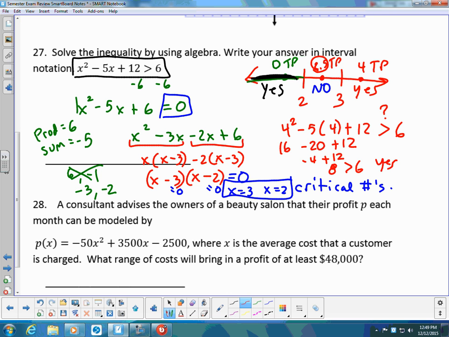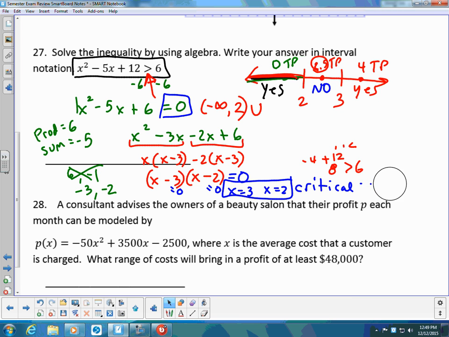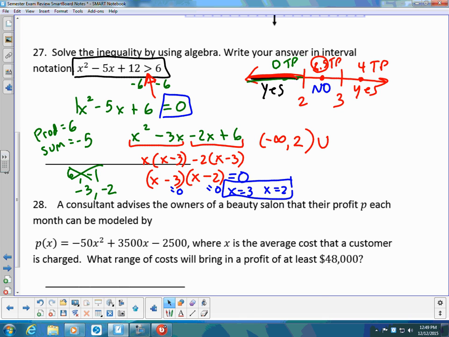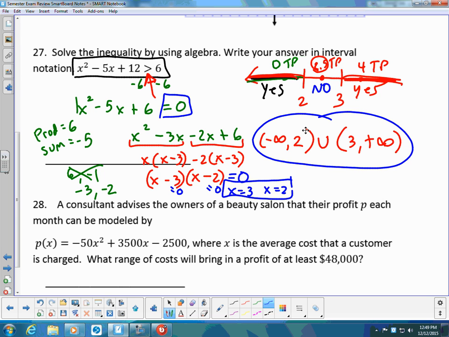So our solution is going to be anywhere that our region shows a yes. Well, that's going to be here, anywhere less than 2. So I'm going to write negative infinity to 2. And I don't want to include the 2 because this is a strictly greater than here. So I'm going to use a parentheses. Union with, let me erase my work here because it's getting kind of messy. And so I'm going to bring this down here, and union with this entire region over here, so that's union with from 3 to positive infinity. And so this would be our solution for this problem using algebra.